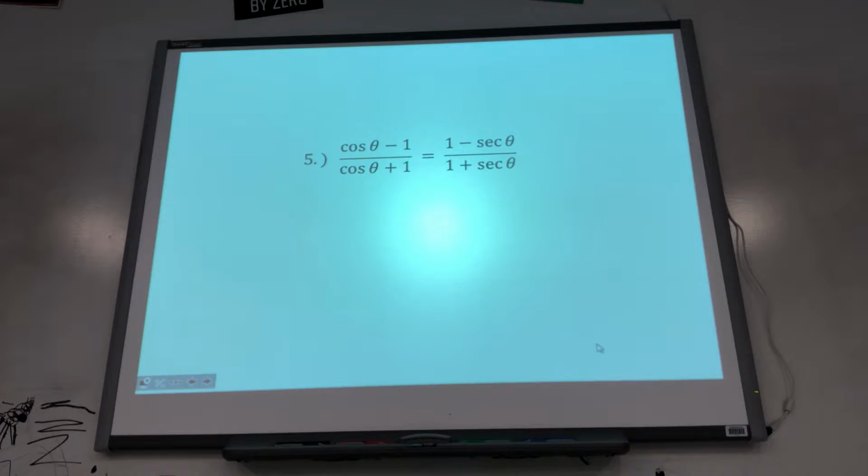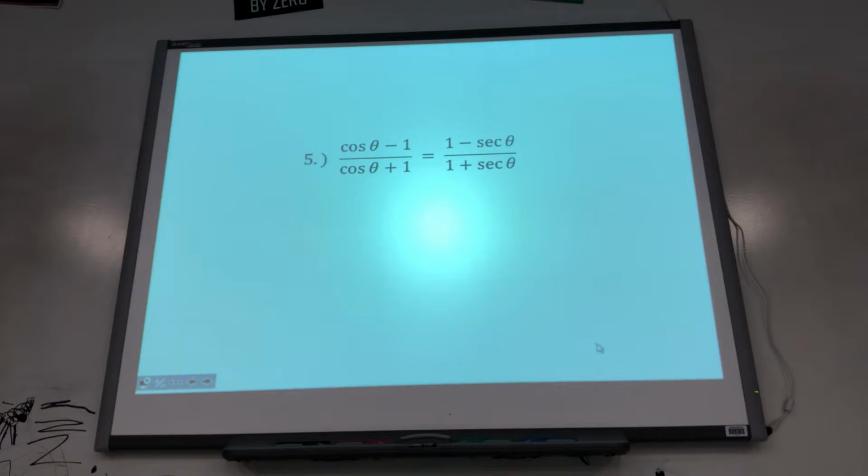Okie doke. It is a little bit different than the last few. It says cosine of theta minus 1 divided by cosine of theta plus 1 equals 1 minus secant of theta all over 1 plus secant of theta. Got a lot going on up here.